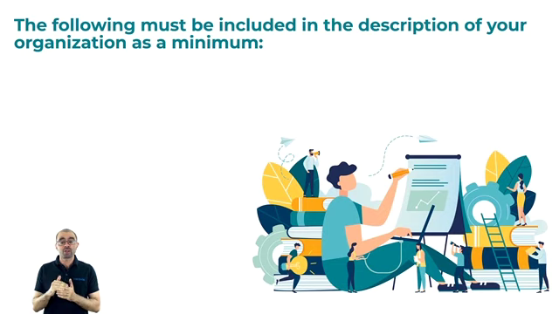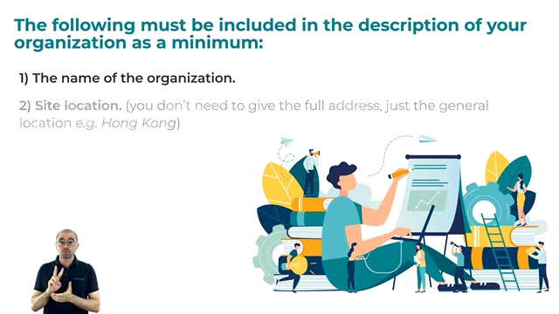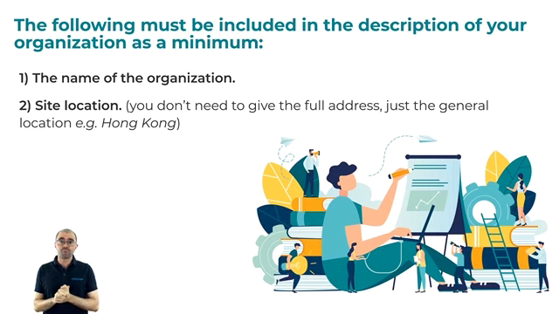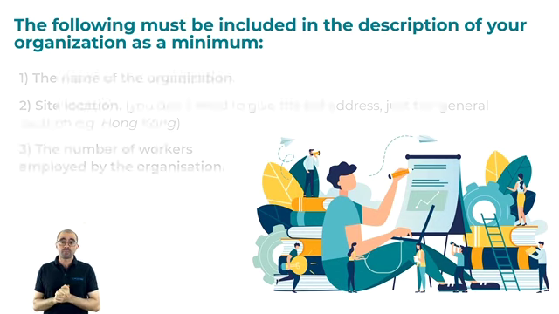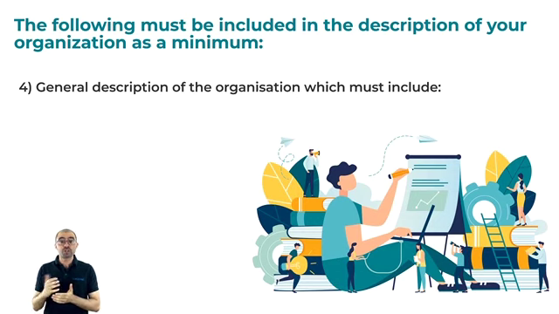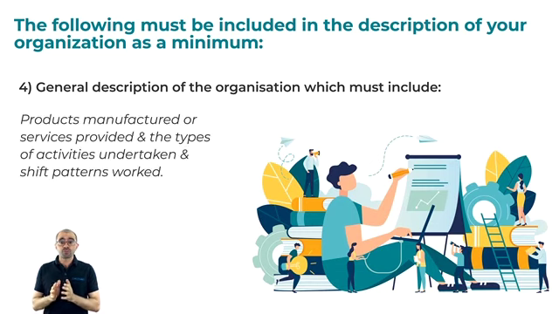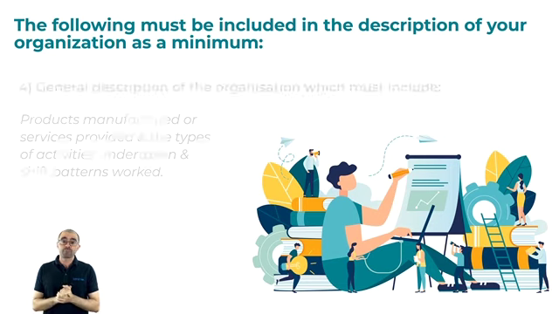The following must be included in the description of your organization as a minimum. Number 1, the name of the organization. Number 2, the site location. Again, you don't need to give the full address, just the general location, for example, Hong Kong. Number 3, the number of workers employed by the organization. Number 4, general description of the organization, which must include products manufactured or services provided, and the types of activities undertaken and shift patterns worked.